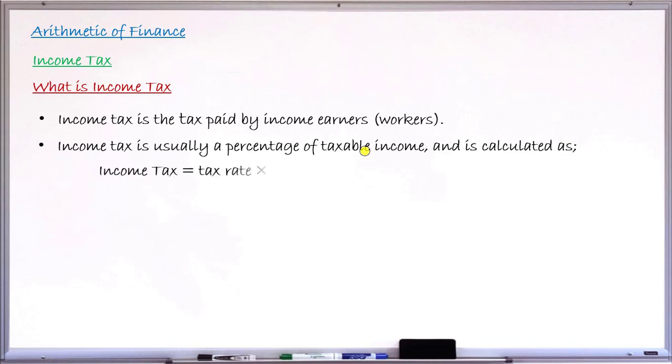And it is calculated using this formula: income tax equals the tax rate, which is given in percentage, multiplied by the taxable income. So this is the formula we use to find the income tax. That is the amount each and every income earner will pay to the government.